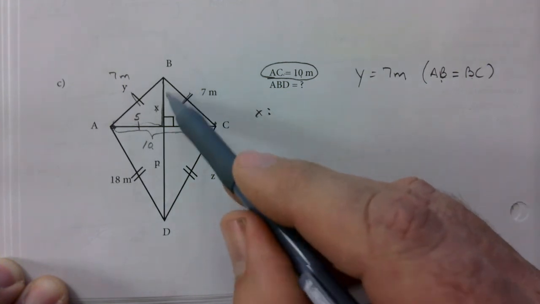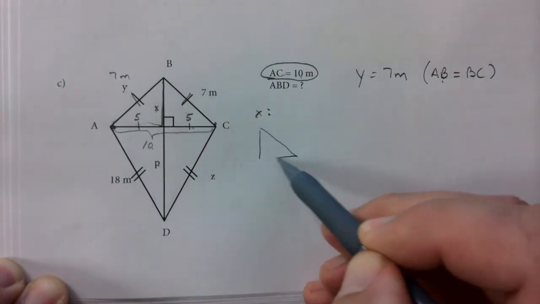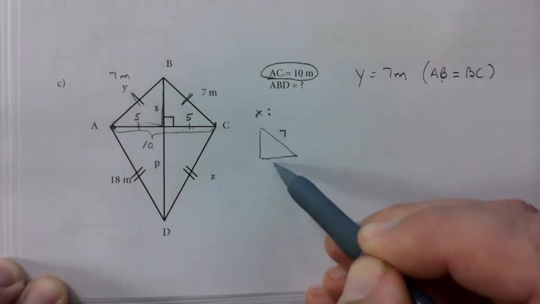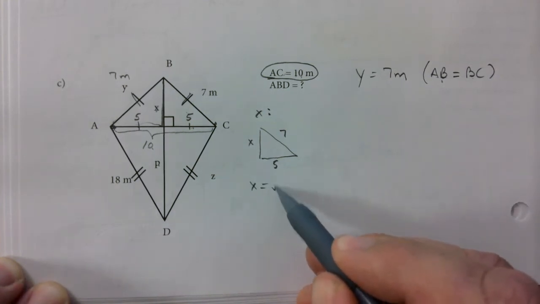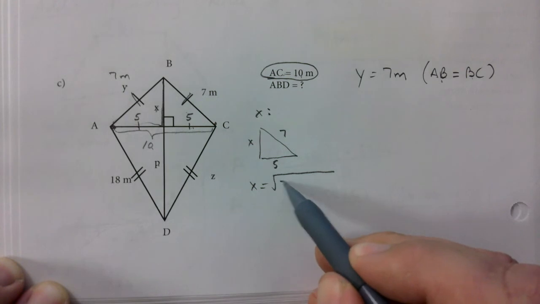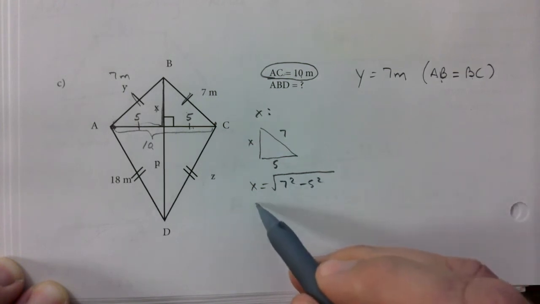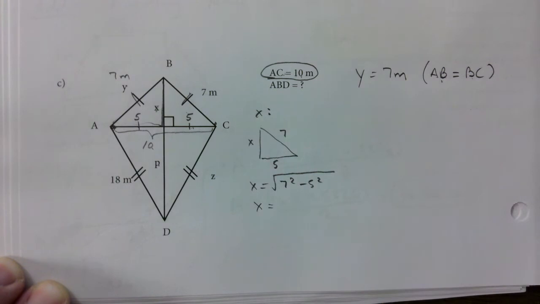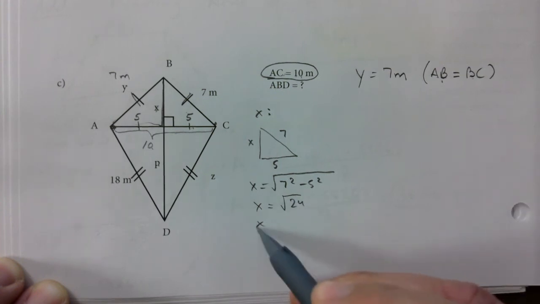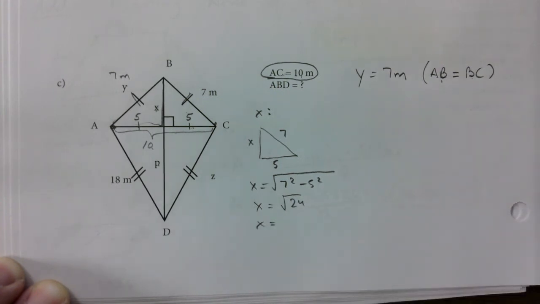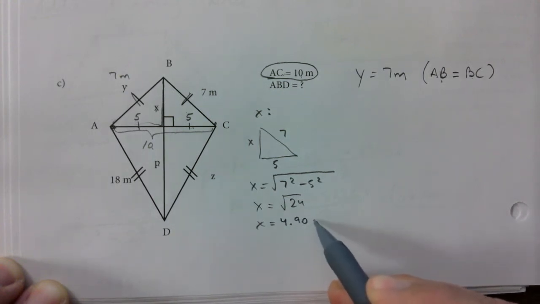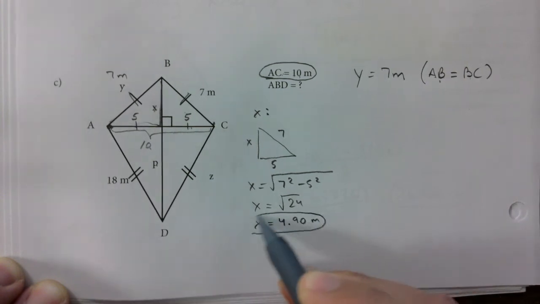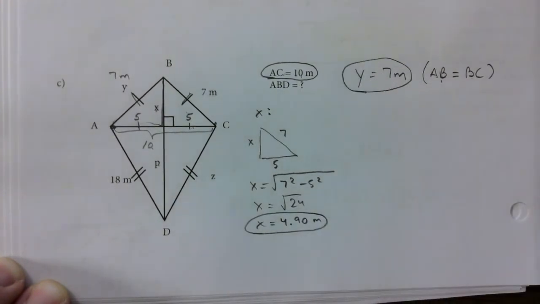So to find x, I'm just going to cut, you choose which one. But I'm going to transfer 7, 5, and this is x in this case. X happens to be one of my legs here. So I'm going to go hypotenuse squared minus the leg squared. 49 minus 25. That's 24. So x is the square root of that, 4.90 rounded, meters. So that's, I needed that. I needed the y. Check, check.